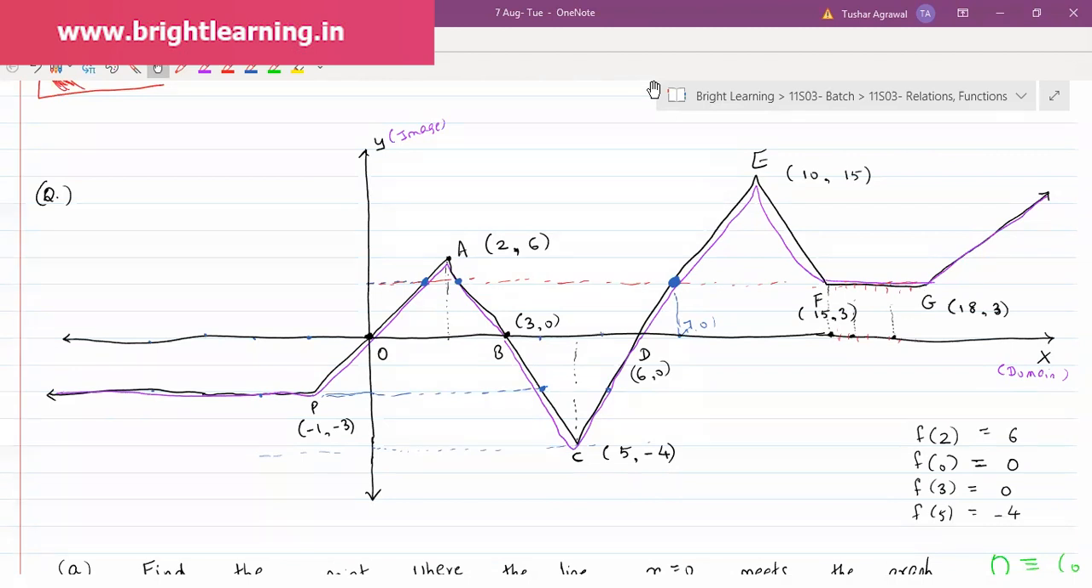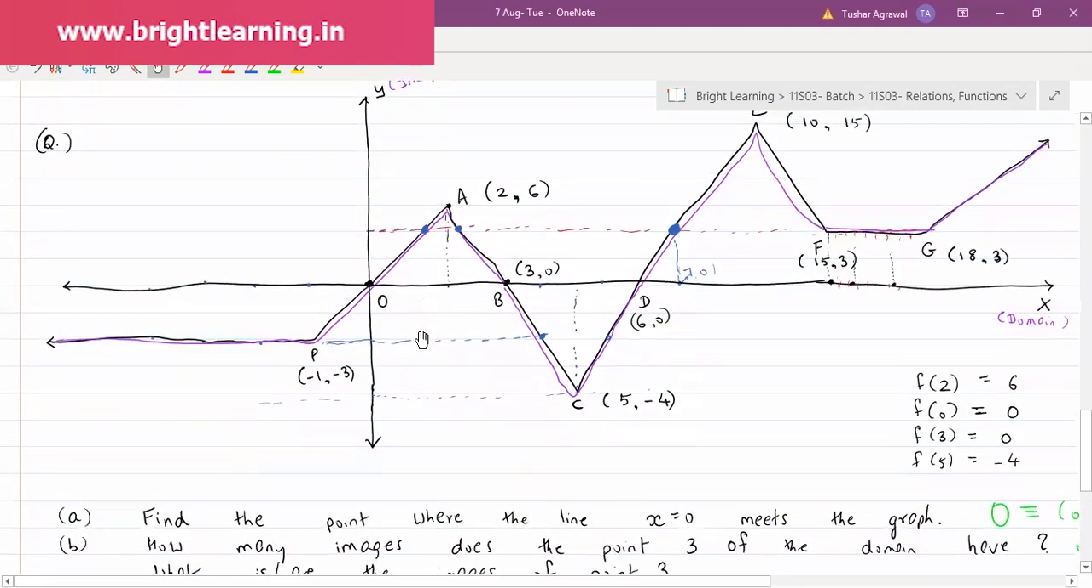Wrong. Afreen, wrong. Then how much, sir? 3. How many points have their images as 0? Image equal to 0 means the y coordinate should be 0. How many are there with y coordinate 0? At this point x equal to 0. At this point x equal to 3. And at this point x equal to 6. Okay.